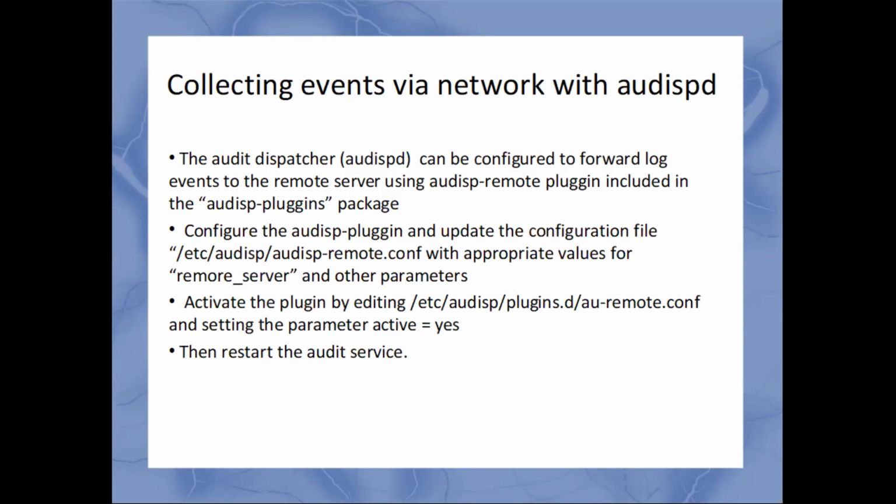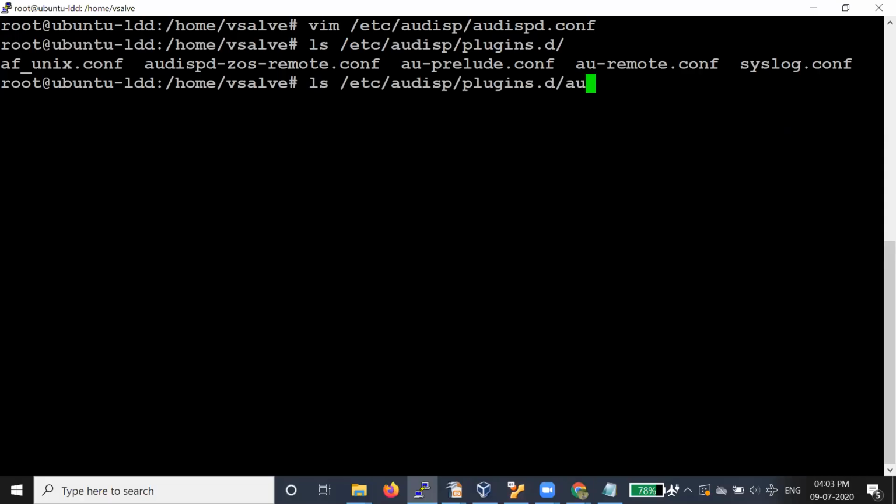Once the configuration is done, the activation can be done by enabling certain parameters, such as the active parameter equal to yes, inside the plugin's configuration file for remote logging, that is the au-remote.conf file. Once that is done, it gives the indication that the plugin is ready to be activated. To get that plugin into the active state, we can restart the audit service as such.